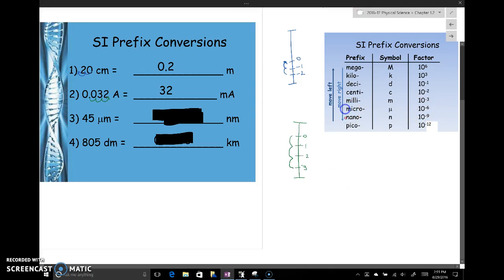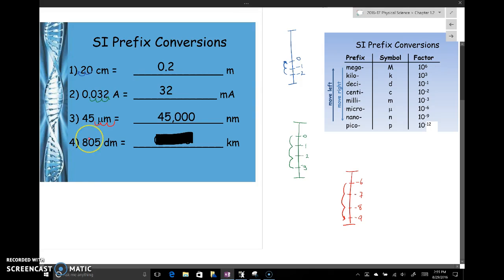So we're going from micro to nano, so we're moving to a smaller unit. We're going to move to the right. We'll set up our number line. So we've got negative 6, negative 7, negative 8, negative 9. To get all the way there, we're moving to the right 1, 2, 3 places. So when we move that, we'll go 1, 2, 3. Now it looks like that's going to be 45,000 nanometers. There we go.